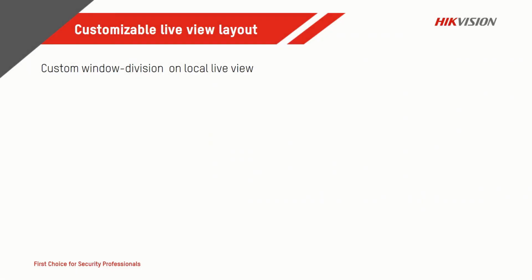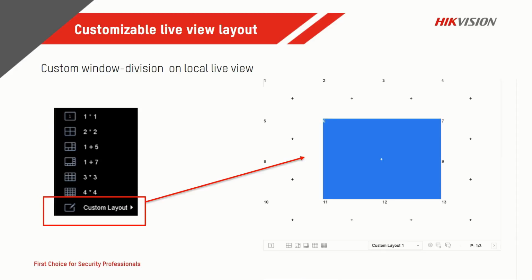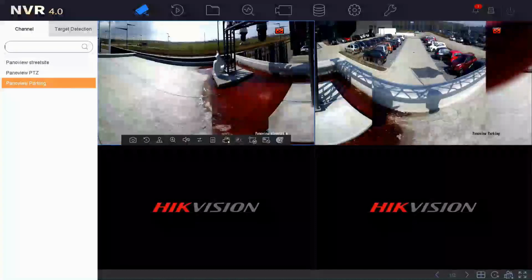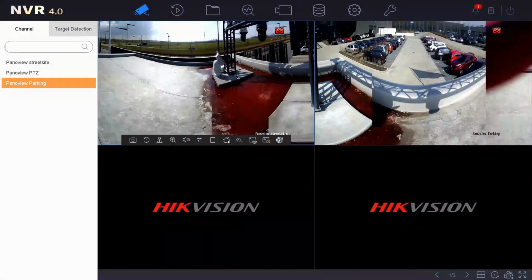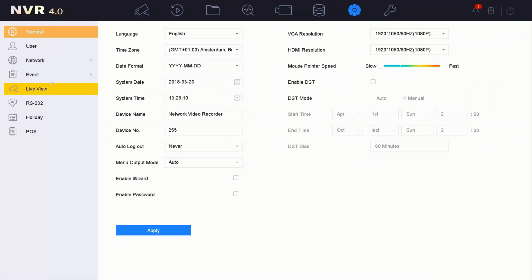Next topic is the customizable live view layout. This is really important when we use cameras that are not using the normal aspect ratio, like a panel view camera or a fisheye camera. They're using a different aspect ratio. So to be able to see this image correctly on the NVR GUI, we can change and customize this view.